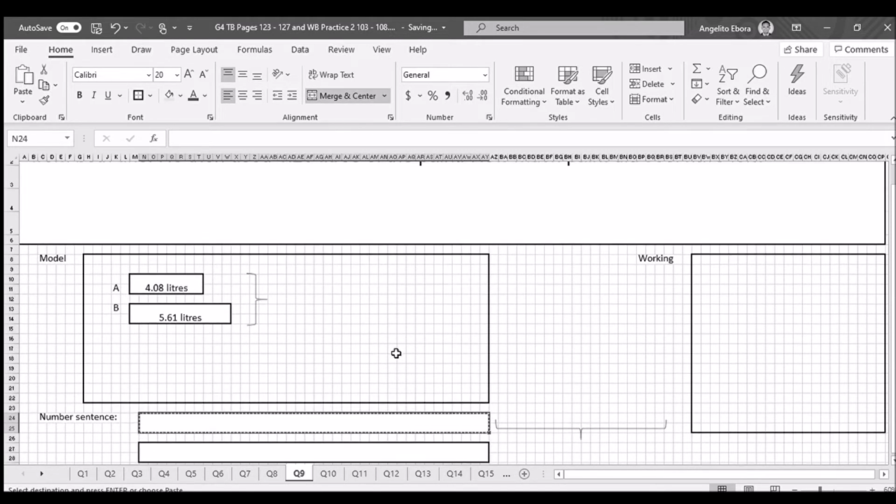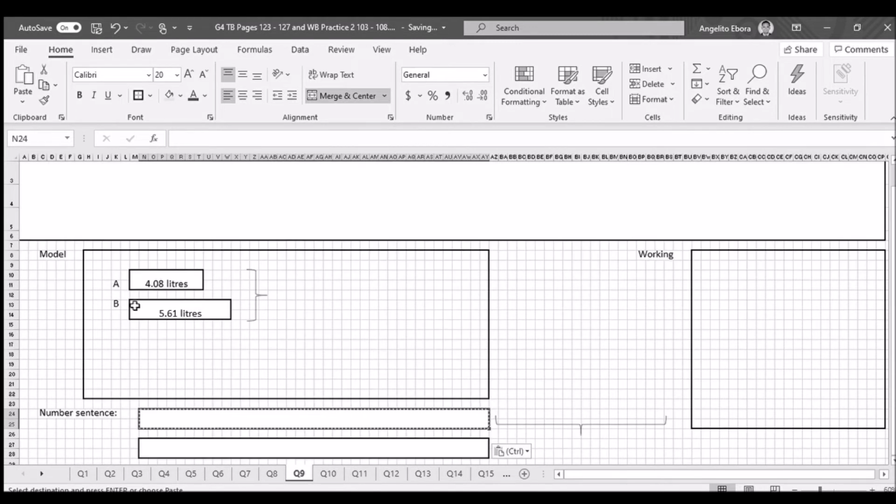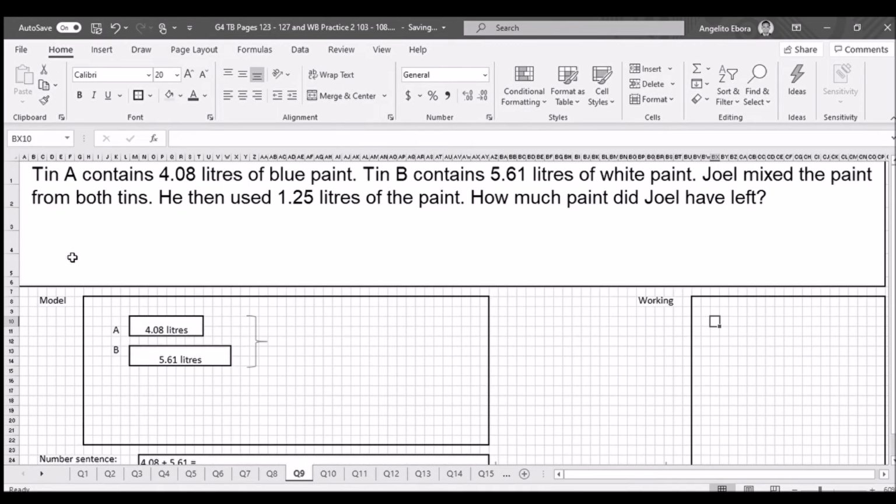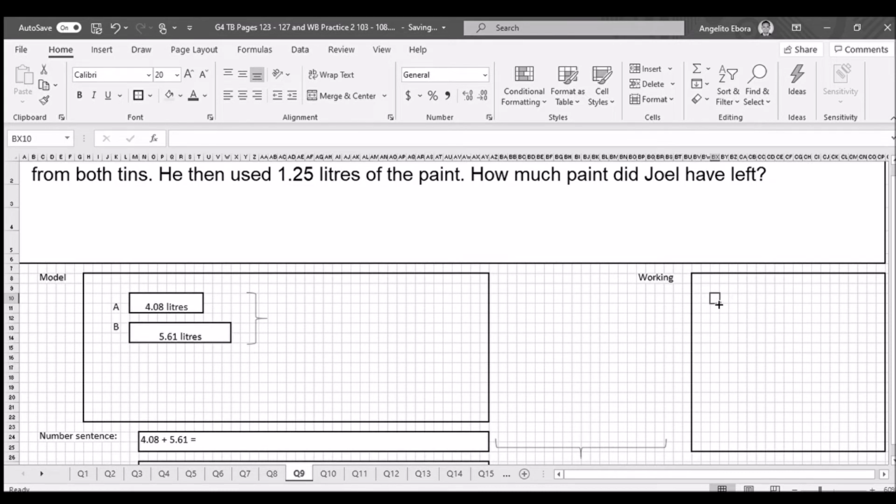So this one doesn't have question A and question B, so you don't need to write, oh, this is my solution for letter A. But make sure that you do it clearly, yeah? Solve it clearly and make it organized. Okay, so 4.08 plus 5.61. This one you don't need to write letter A, letter B, because we don't have question A and question B. Okay, just make sure it's organized.